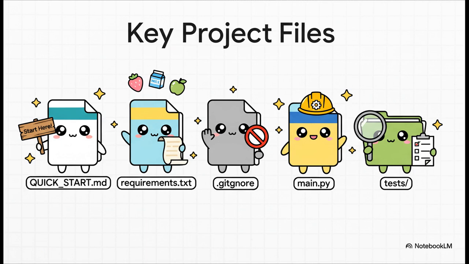The quickstart.md, that's your instruction manual. The requirements.txt file, well, that's kind of like a recipe's ingredient list, telling you exactly what other software you'll need. And then you have main.py. That's the engine room, right? That's where the real magic, the core logic of the app, is happening.